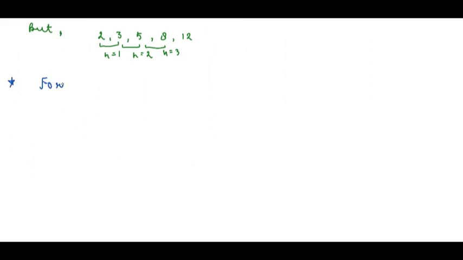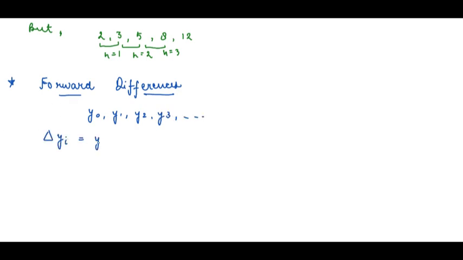Now let's understand the central computational idea of Newton's forward interpolation: the forward differences. Suppose we have y0, y1, y2, y3 and so on. The first forward difference is del y_i equals y_(i+1) minus y_i. For example, if we take y0 as 10 and y1 as 15, then del y0 becomes 15 minus 10 equals 5.